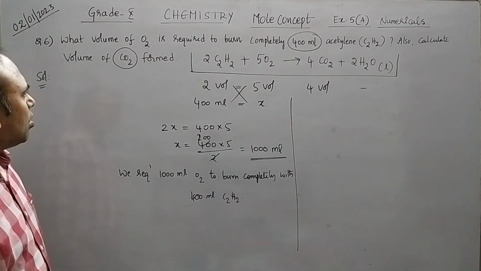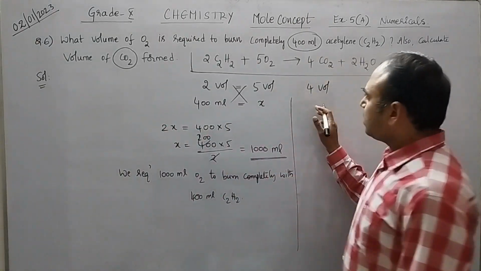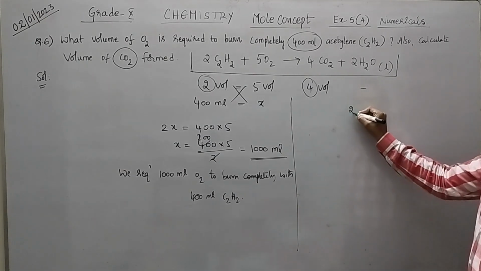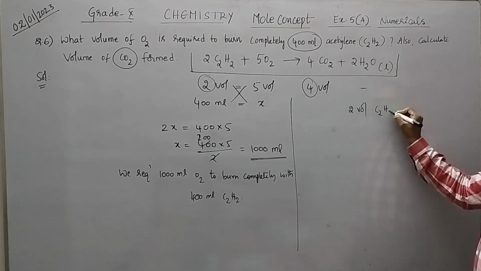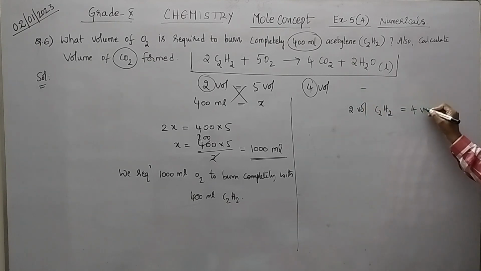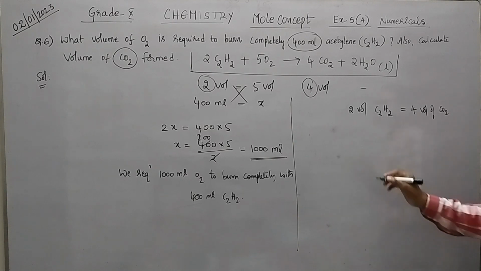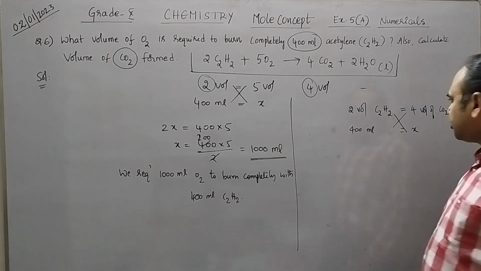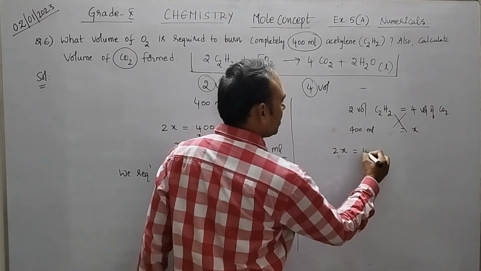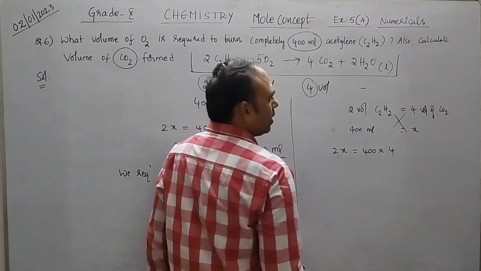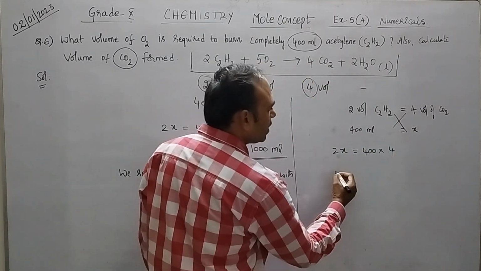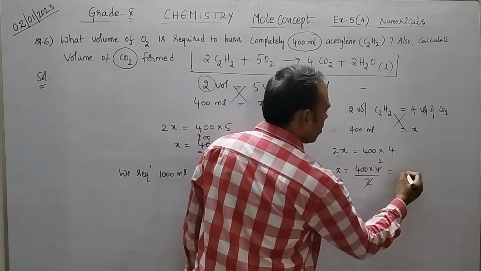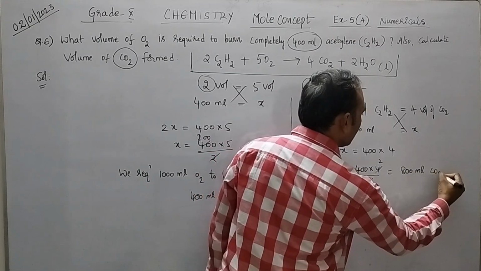Now second one, how much CO2 is formed? For this you can easily understand that if you take 2 volumes you will get 4 volume of carbon dioxide. Let us write that 2 volume of acetylene will produce 4 volume of CO2. Now how much is given? 400 ml. Take it as x. On cross multiplication what we get? 2x is equal to 400 into 4 here. Now x is equal to 400 into 4 by 2. So we get 800 ml of CO2.